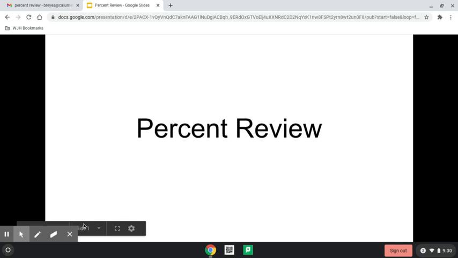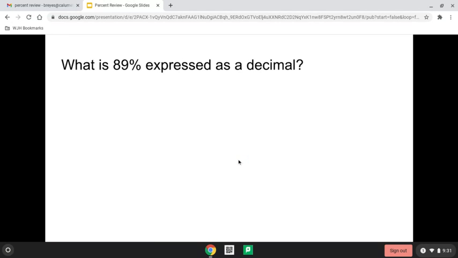Here's a quick review with what you need to know to work with percentages in this coming unit. So, our first question, what is 89% expressed as a decimal? This is a pretty simple conversion, much easier than converting a decimal to a fraction.